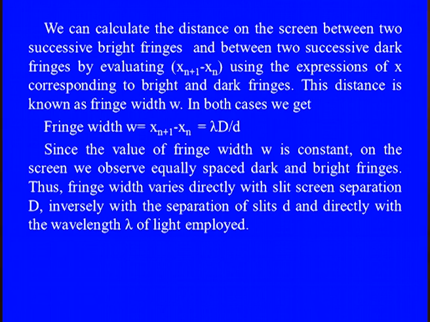This distance is known as fringe width W. In both cases, we get fringe width W equal to xn plus 1 minus xn equal to lambda into capital D divided by small d. Since the value of fringe width W is constant, on the screen we observe equally spaced dark and bright fringes. Thus, fringe width varies directly with slit screen separation capital D, inversely with the separation of slits small d, and directly with the wavelength lambda of light used.